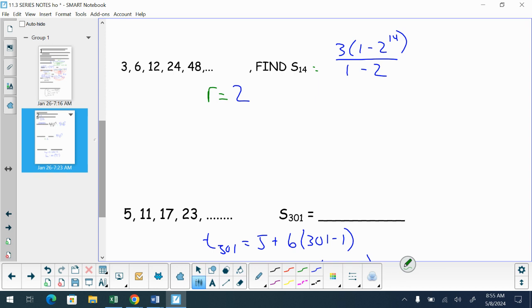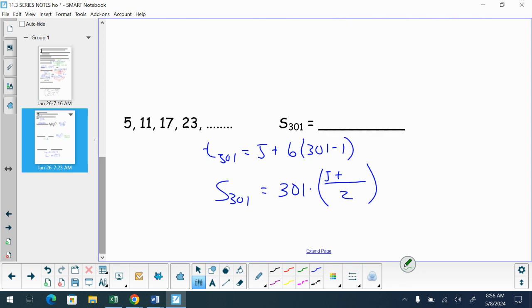Once again, for the first one, if you wanted to, you can add up 14 terms, but that's a lot of click-clacking in the calculator. Numbers get a little bit bigger. So if I go 3 times 1 minus 2 to the 14th divided by 1 minus 2, Micah, what do you come up with? 49,149. Good with that?